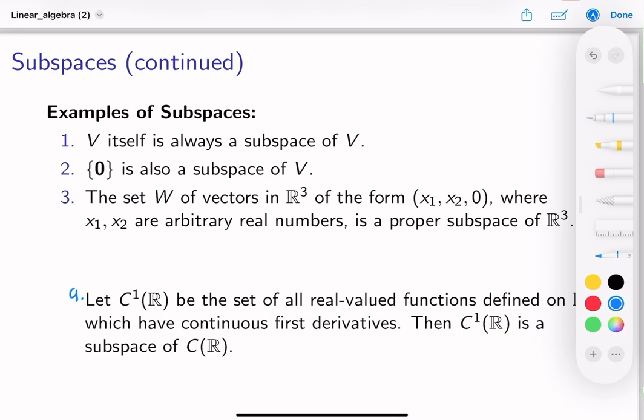So in this video, I'll be giving some examples of subspaces, and in doing so, I'll be giving you a handful number of examples of vector spaces, because at the end of the day, a subspace is just a vector space, right? But it's just a subset of a bigger vector space. So you will have a lot of examples of vector spaces to keep in mind.